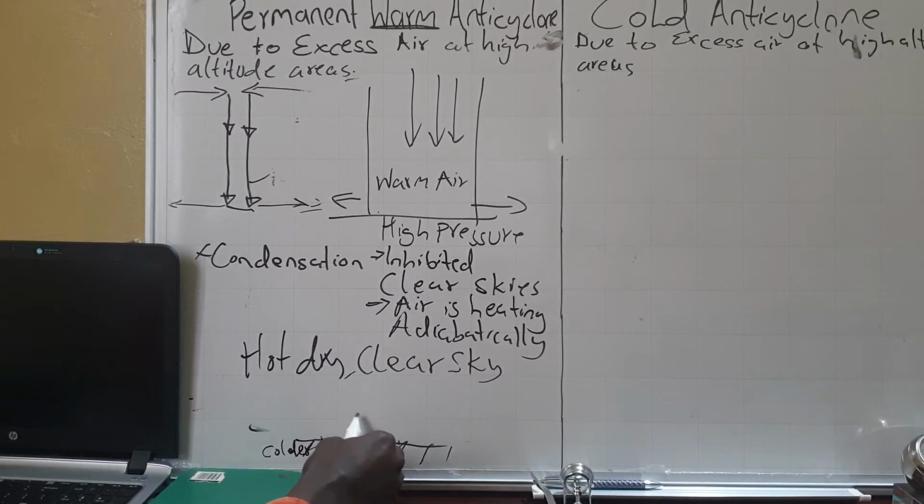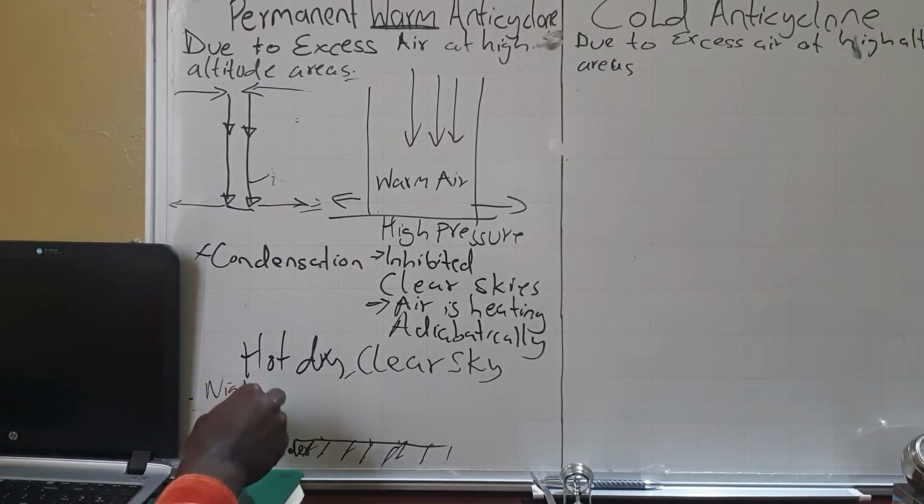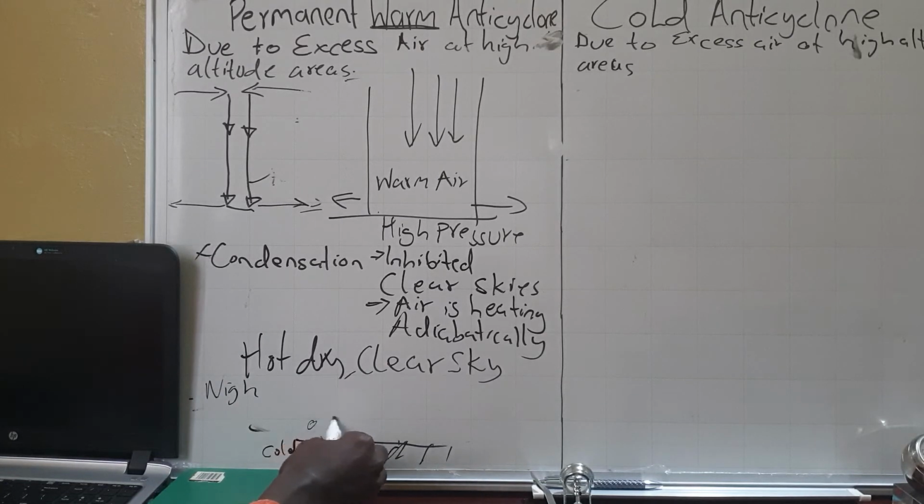So what happens is that it starts cooling. This is at night, remember. It starts cooling the lower layers of the air, the warm air that is there, until it becomes very cold and condenses to form what we call a fog. We refer to it as radiation fog, because it is due to radiation from the earth. So you find that there is fog after a clear cloudless sky. So we have radiation fog.